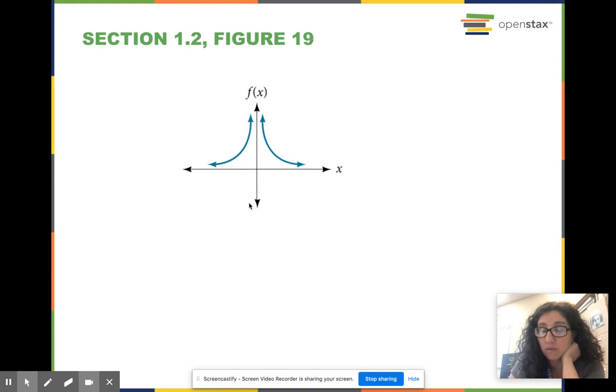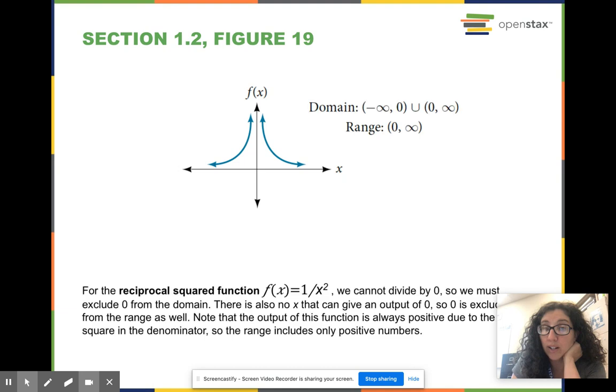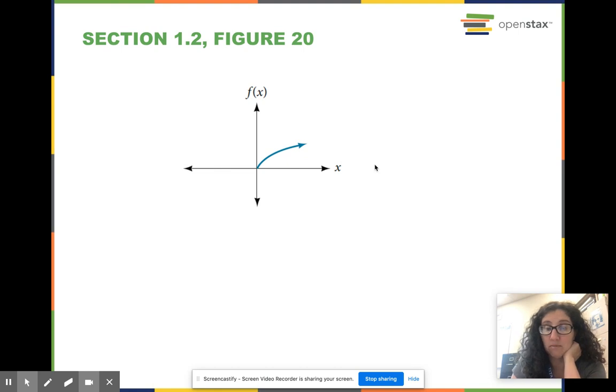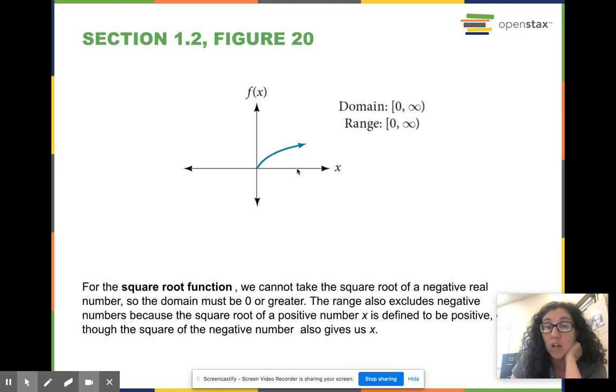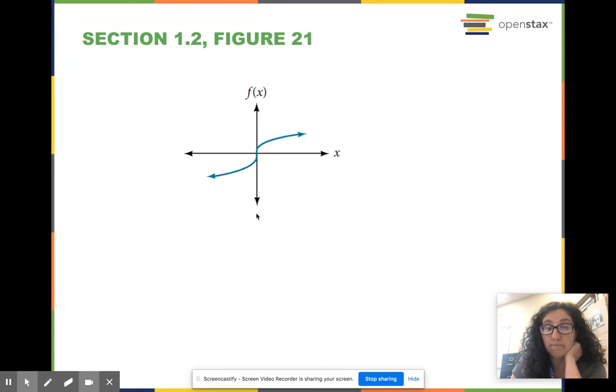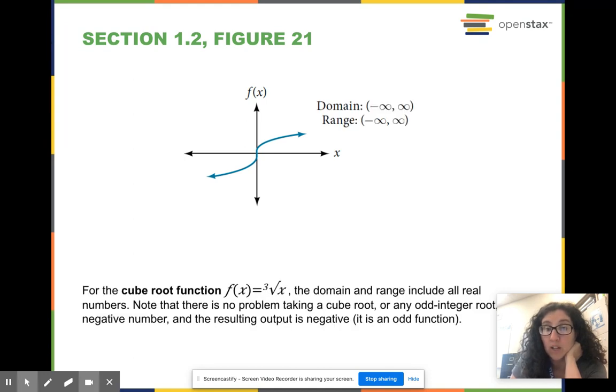How about this one? This is 1 over x squared. Domain, similar, all real numbers except for 0, right? So we need to use the union notation. And the range is going to go from 0 to infinity, but not including 0, right? So it has a curved bracket. What's this? Square root of x. Domain is going to go from 0 to infinity, inclusive, right? Has a square bracket. And the range is also 0 to infinity. What's this one? This is the cube root function. Domain is going to be all real numbers, and the range is all real numbers.